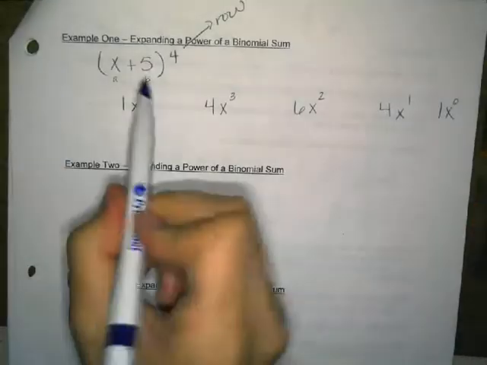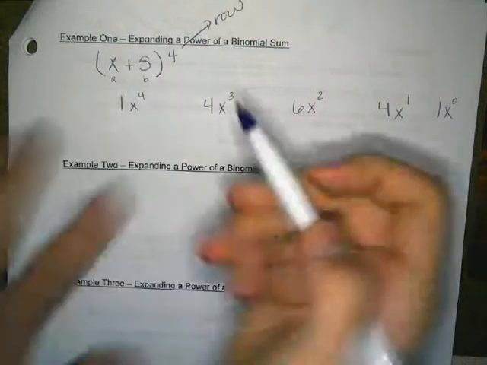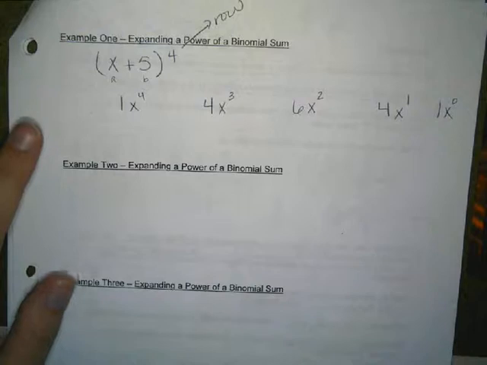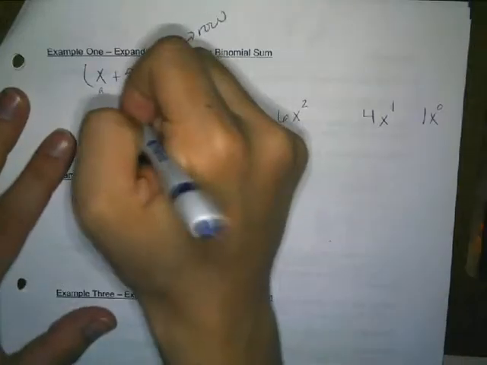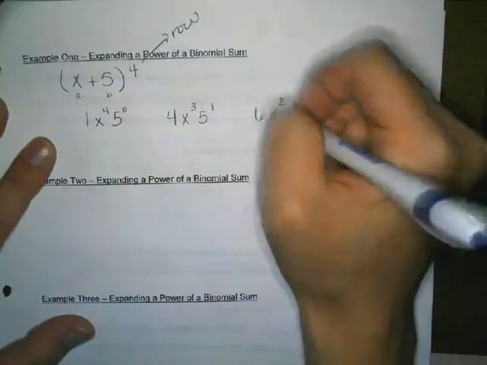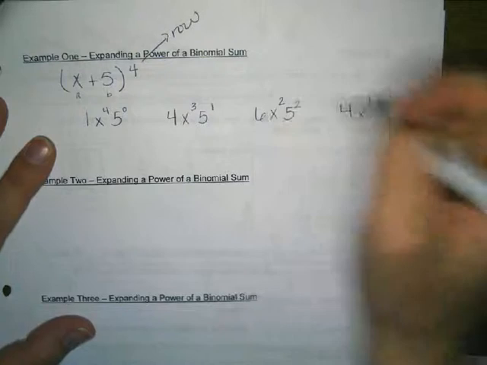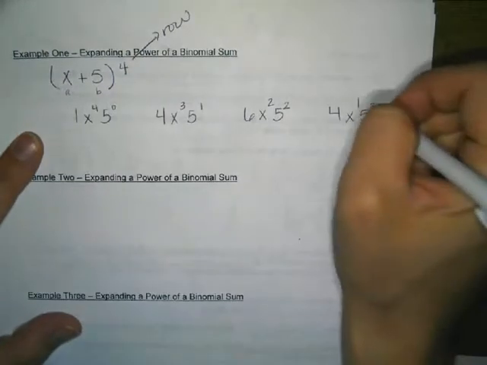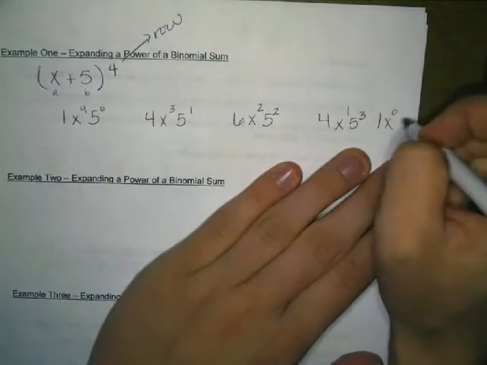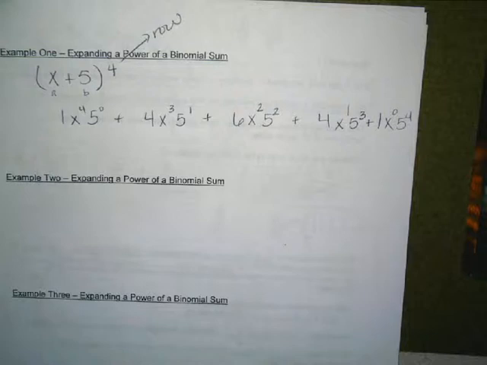And then I deal with the second term. So this one's going to start at what exponent? 0, and then increase from there. So we have 5 to the 0, 5 to the 1st, 5 to the 2nd power, 5 to the 3rd power, 5 to the 4th. Now, you're adding between all of these terms. But those are my 4 terms.